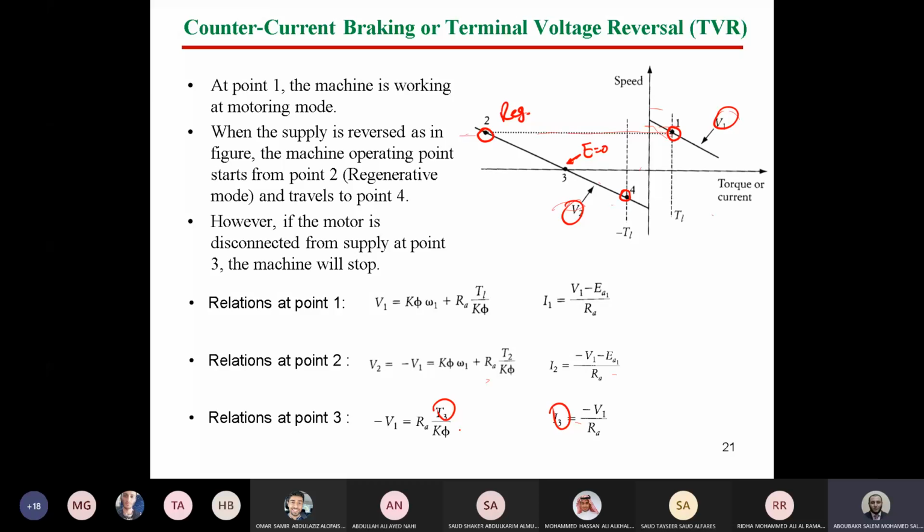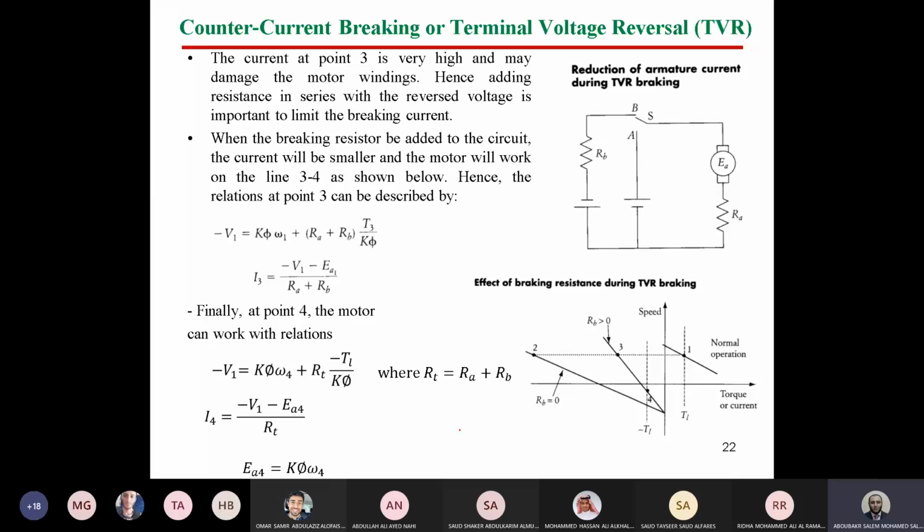For point number 4, it will be completely like point number 1. However, everything is reversed. Speed is reversed, torque is reversed, and current is reversed also compared to point number 1. So for point number 4, it will act as reverse motor.